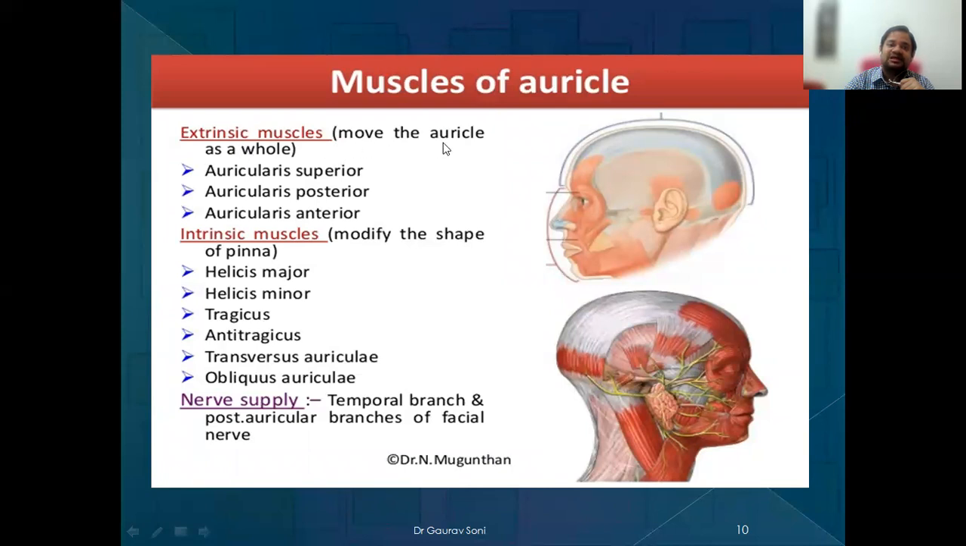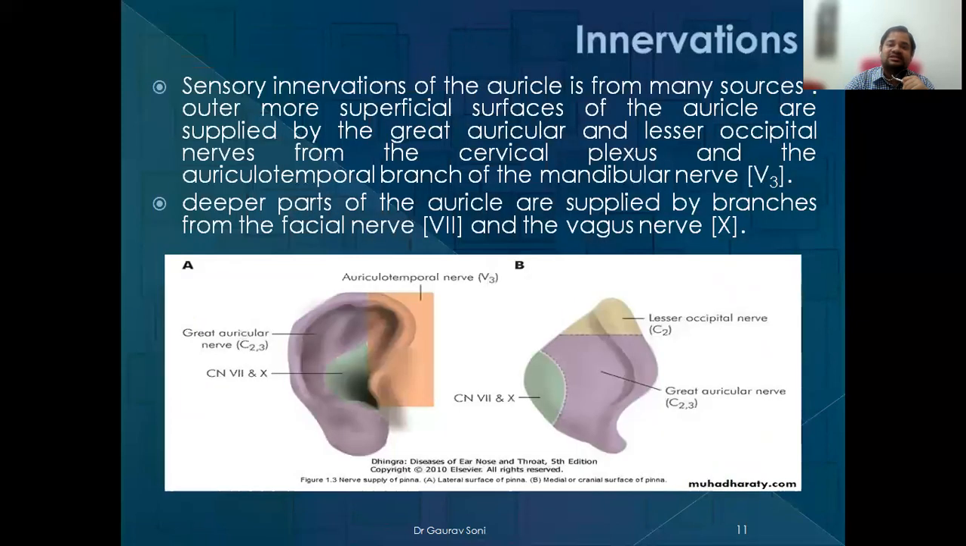The extrinsic muscles help the auricle move as a whole. These are auricularis superior, posterior, and anterior. The intrinsic ones only modify the shape of the pinna: the helicis major and minor, tragicus and antitragicus, and transversus and obliquus. In more detail, if you want, the temporal branch and posterior auricular branch of the facial nerve specifically supply these particular muscles.